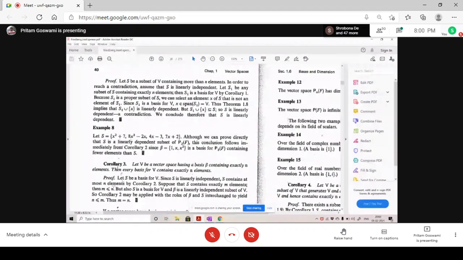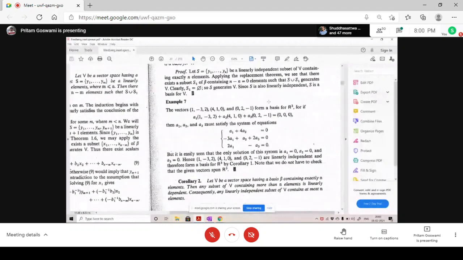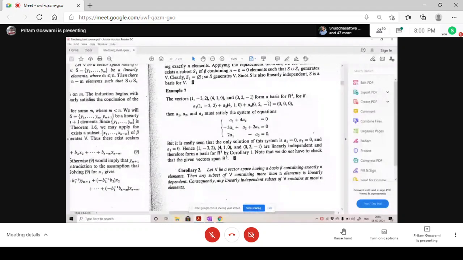Now there is another corollary, 2 and 3. Corollary 2 is saying that if V is a vector space having a basis B of exactly n elements, then any subset of V containing more than n elements is linearly dependent. Why? Because beta is the basis, so it spans the whole space. And if any other vector is there, then it will belong to the span of that beta. So that will be linearly dependent.